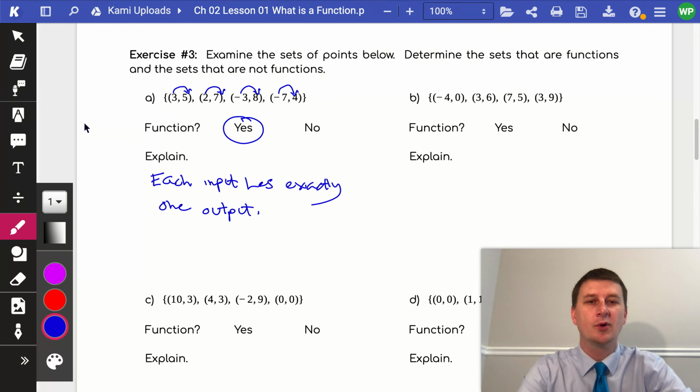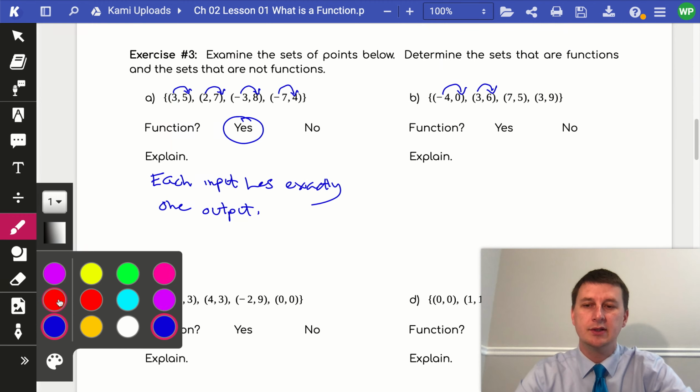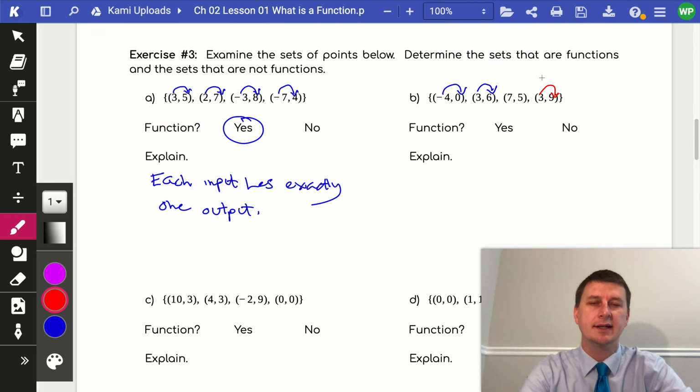Part B has (-4, 0), (3, 6), (7, 5), and (3, 9). So again, let's start with the -4. -4 has an output of 0. Is there another -4 here that has an output of something other than 0? No. 3 has an output of 6. Is there another 3 as an input here that has an output of something other than 6? And hold on a second. We do have another 3 here, and that 3 has an output of 9. So 3 has an output of 6, and it also has an output of 9.